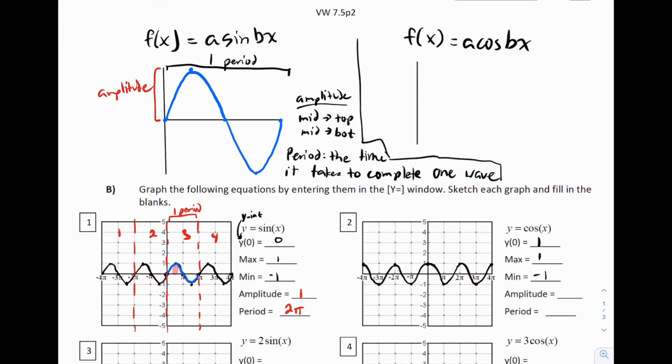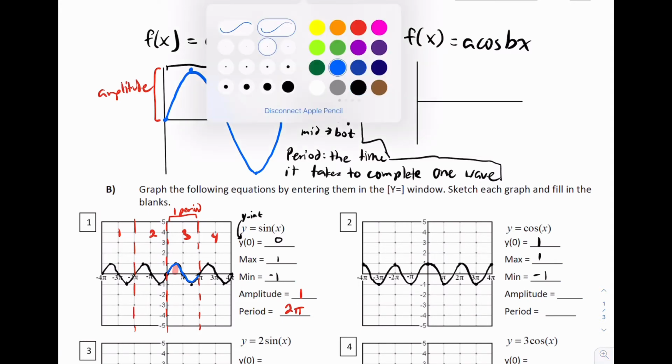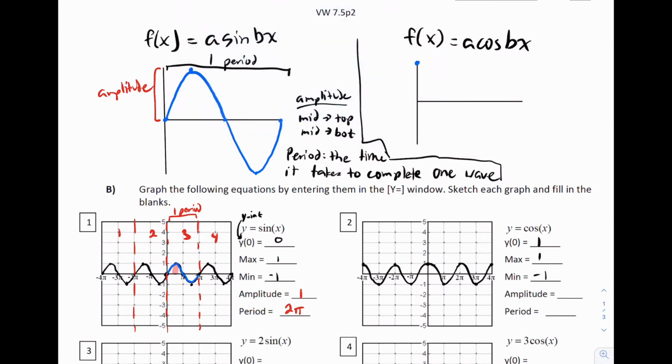Again, draw your sideways t. A typical cosine wave is very similar to a sine wave, except what I said earlier, it starts at the top. And it ends at the top. So it looks something like this.